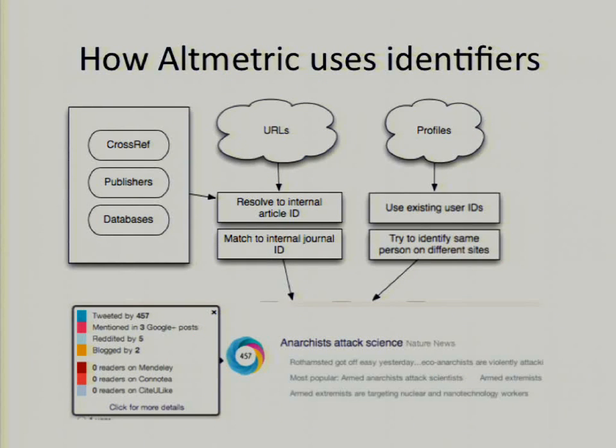So this is a very boring looking slide even to me, so I won't spend a lot of time on it, but how Altmetric uses identifiers is the two things it collects. It's not a very clear slide either. It collects URLs and user profiles, basically. Those are the two things it ingests.